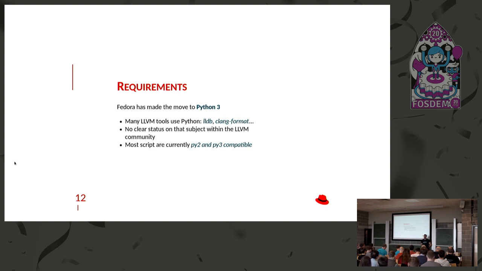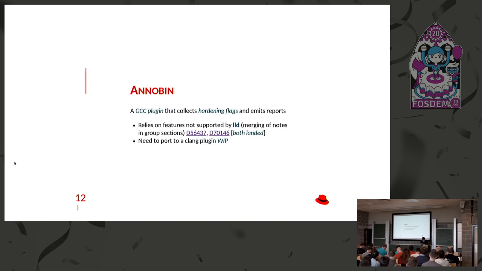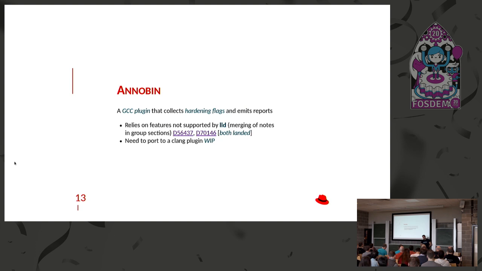And LLVM doesn't have a strong history of supporting aging technologies, so we are upgrading the CMake version quite often, so we can also upgrade the Python version. But at least that was a requirement for Fedora, and this requirement is fulfilled. So another specific tool to Fedora is annobin.